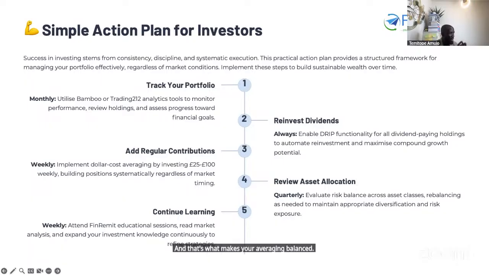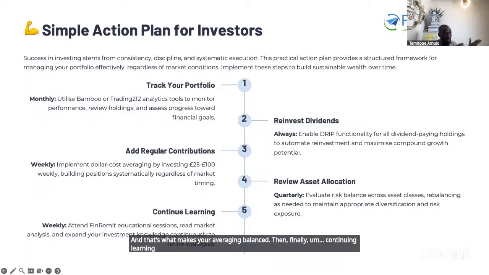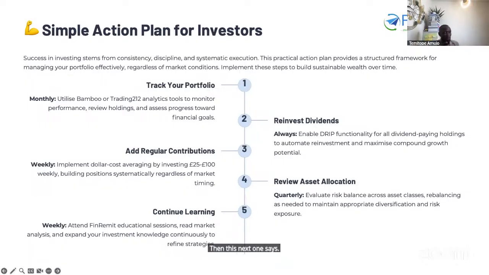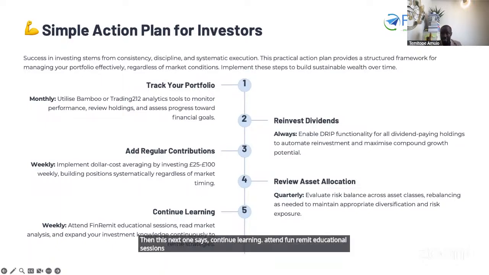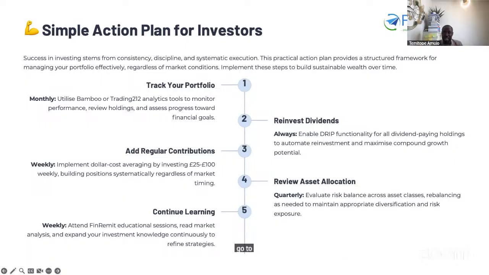Then finally, continue learning. I've talked about adding regular contributions, like you should keep adding money, whether weekly or whatever. Then this next one says continue learning. Attend FinREMIT educational sessions like this. Read market analysis, like I told you earlier. Go to ChatGPT. If you don't have time to attend our session, don't bother yourself. The truth about it is, this class is to build wealth later, but we are preparing you ahead of the wealth that we want to build later.